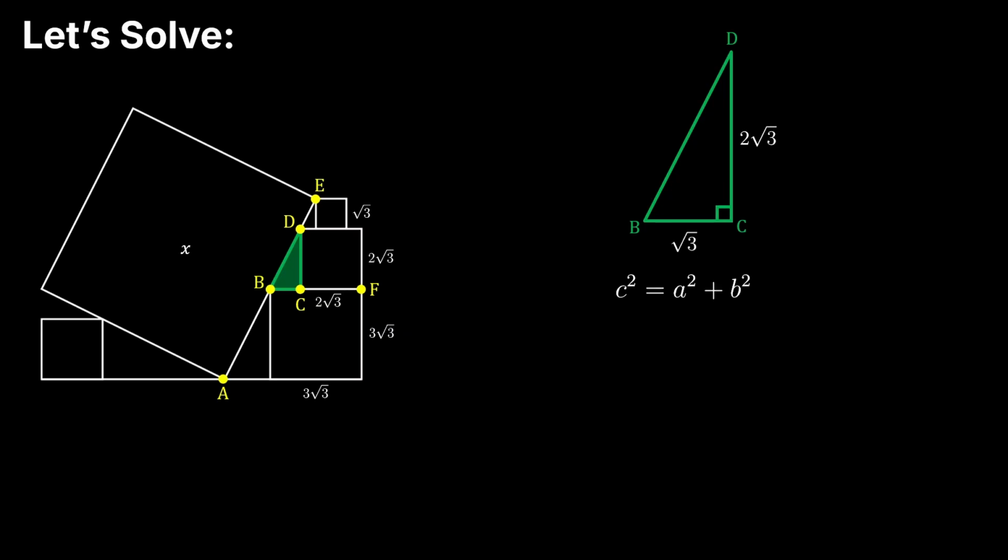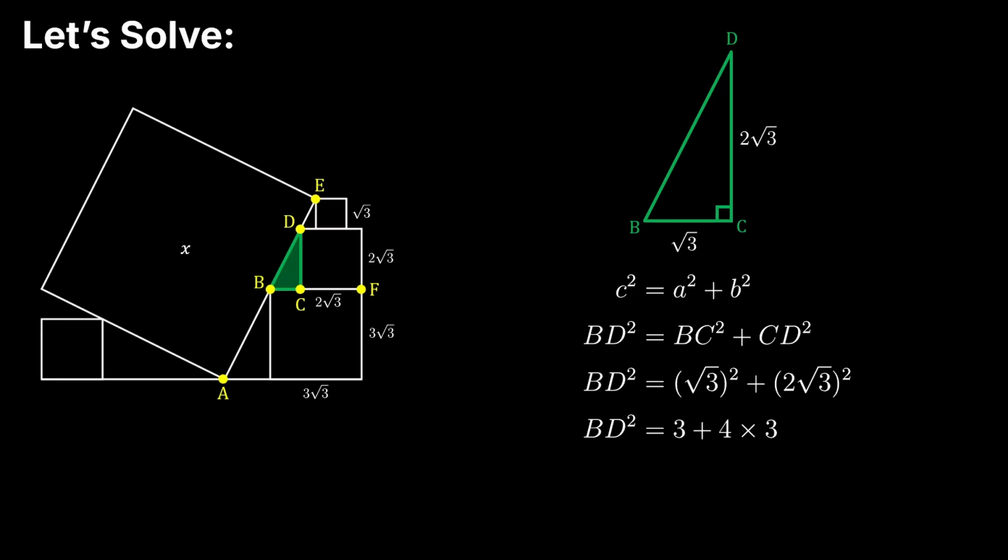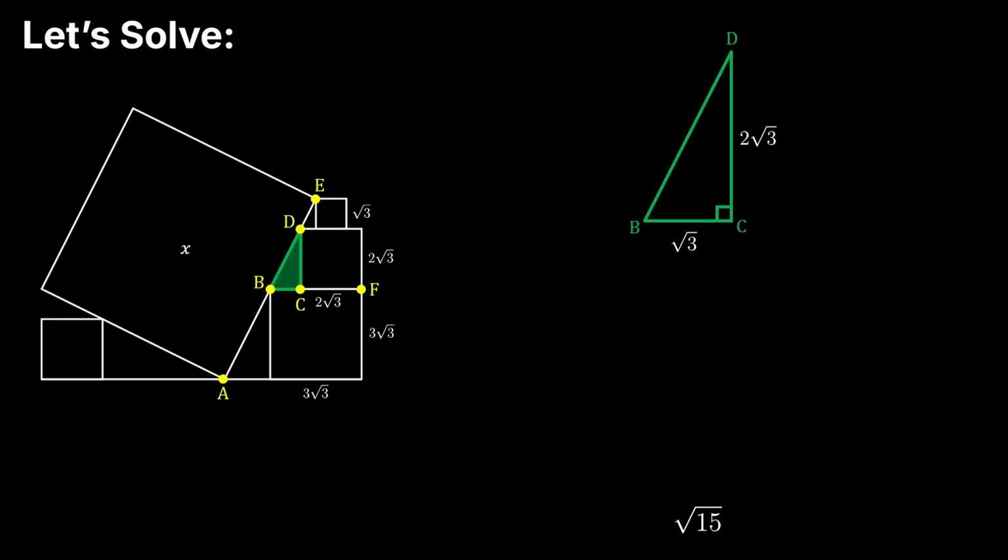Next, we need to find the hypotenuse by using the Pythagorean Theorem. On the left, we enter our hypotenuse, which is BD, and on the right, we enter the triangle sides, which are BC and CD. We know these values to be root 3 and 2 root 3 from our diagram above. Root 3 squared makes 3, and 2 root 3 squared makes 4 times 3. So BD squared is 15, and taking the square root of both sides gives us a value for BD of root 15. Let's add root 15 to our triangle.